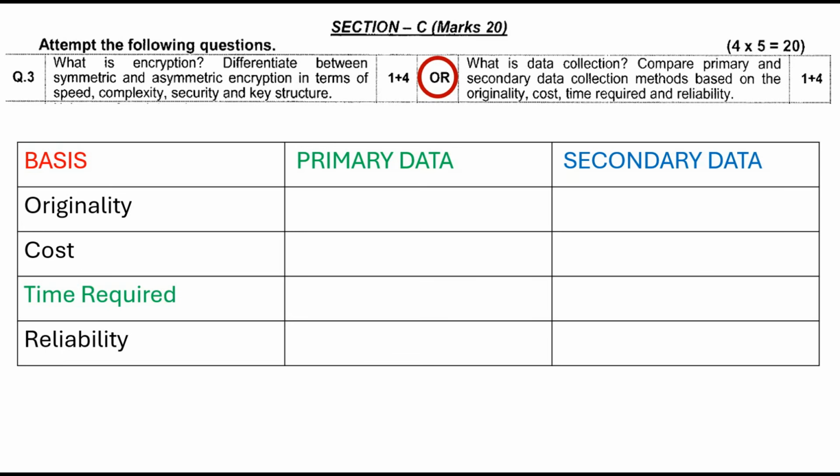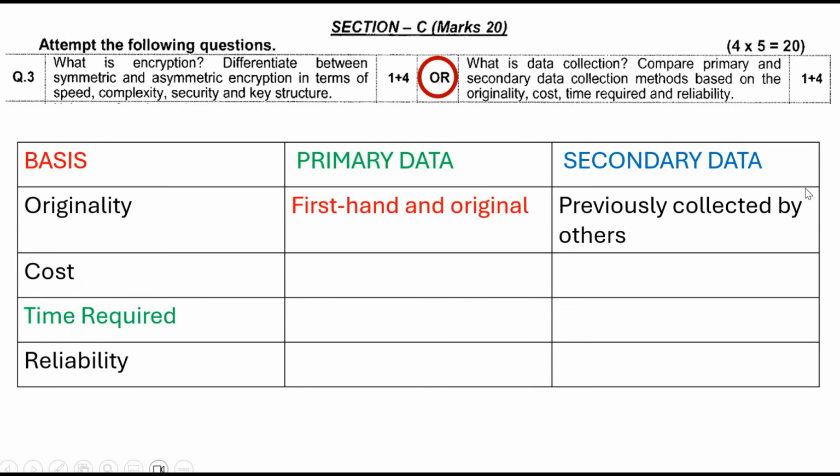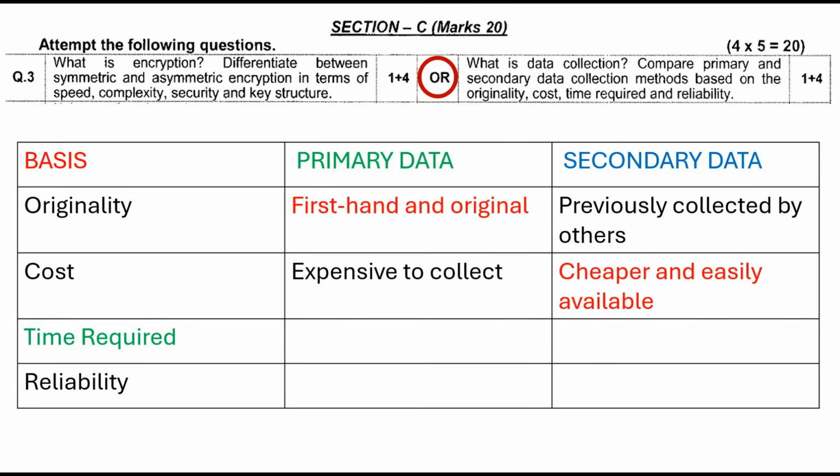As we know, we have primary data and secondary data. In primary data, from the originality point of view, this is first-hand, original data from where we are getting the information. Secondary data is previously collected by others, and we are using that previously collected data. In terms of cost, primary data is expensive to collect, while secondary data is cheaper and easily available because you are not collecting it directly, you are getting it from others.